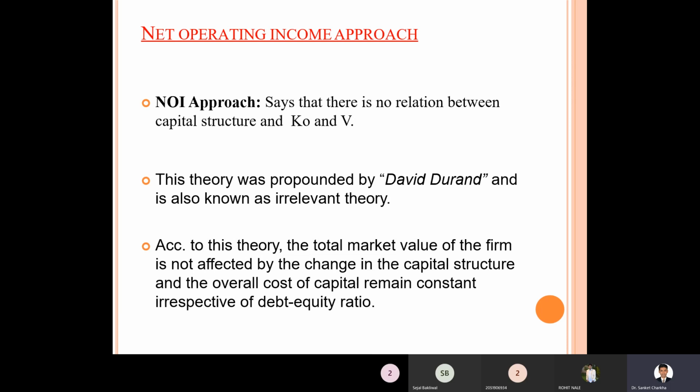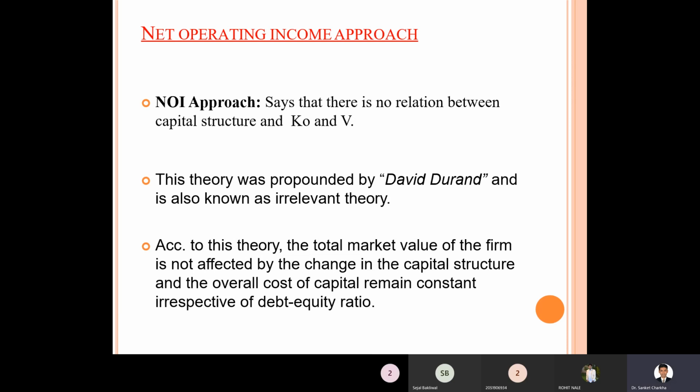Why? Because from the statement itself, we can see that he is saying there is no relationship between the capital structure, the cost of capital, and the valuation of the firm. So net operating income, the value of the firm, and capital structure are three components that are dependent on each other, and we cannot say it is an independent situation. This theory is called an irrelevant theory, because these three components, capital structure, net operating income, and valuation, are completely dependent on each other.